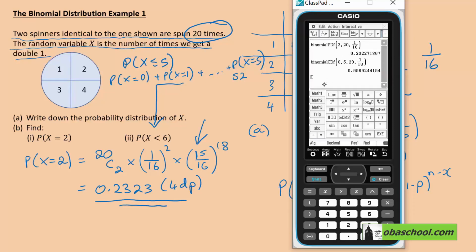And that's 0.9989. So the probability of x being less than 6 was 0.9989, if I'm working once again to 4 decimal places.